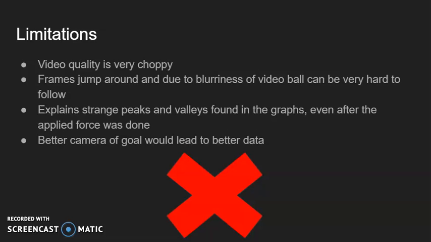So the limitations of the work overall are that the video quality is very choppy at times, and the frames jump around due to the blurriness of the video, and the ball can be hard to follow, which explains the strange peaks and valleys found in the graphs even after the applied force was done. A better camera of the goal would likely lead to better data. In addition, the camera is at a strange angle, but because it was a vector velocity, it should work just fine, though it could impact the data slightly and result in some of these peaks.